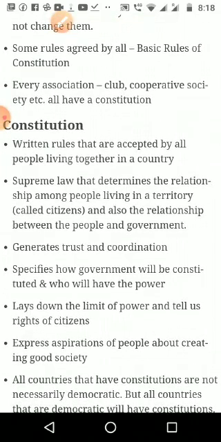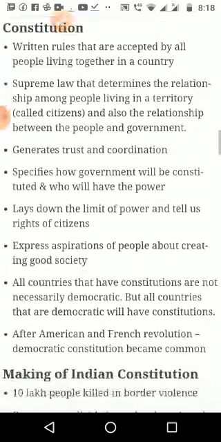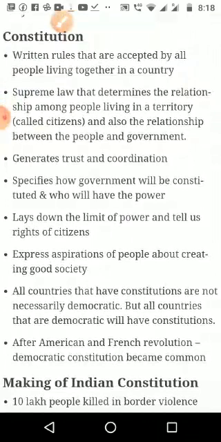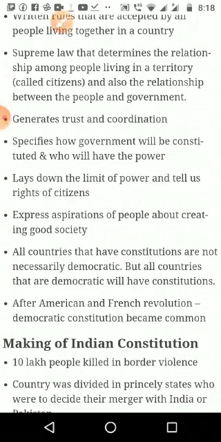Every association, even clubs, cooperative societies, etc., also has a constitution. Then what is the meaning of constitution? Written rules that are accepted by all the people living together in the country is known as the constitution. It is the supreme law that determines the relationship among people living in a territory, called citizens, and also the relationship between the people and the government.